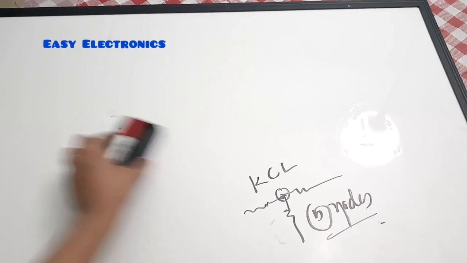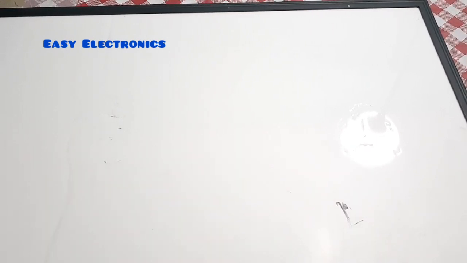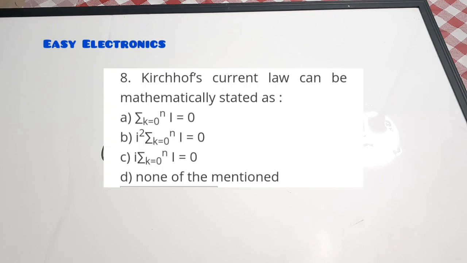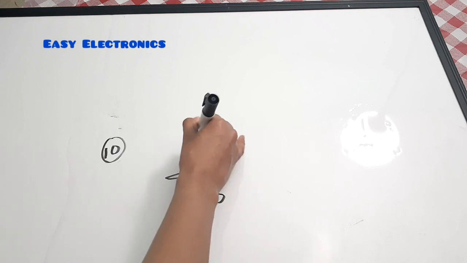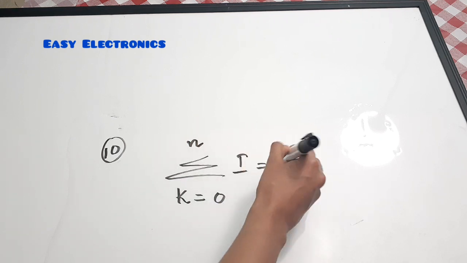Now, moving on to the 10th question, which is again related to KCL itself. That's why I have not given the detailed explanation of KCL in the previous question. Kirchhoff current law can be mathematically stated as dash. I'm not going to read out all options; I'll only explain the correct option. The correct option is sigma k equal to 0 to n, I equal to 0.